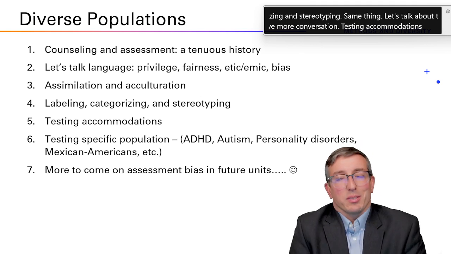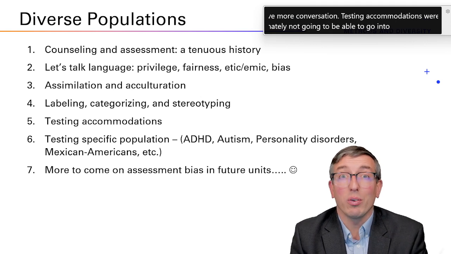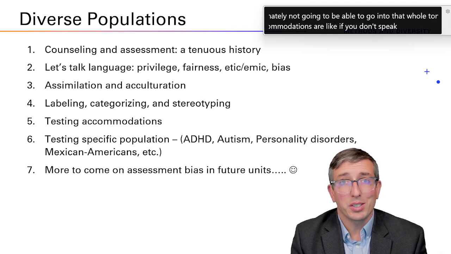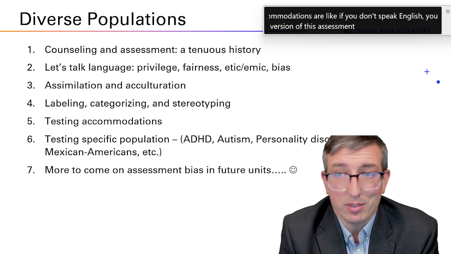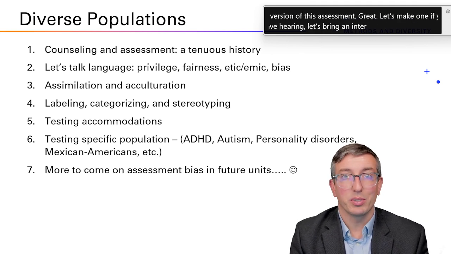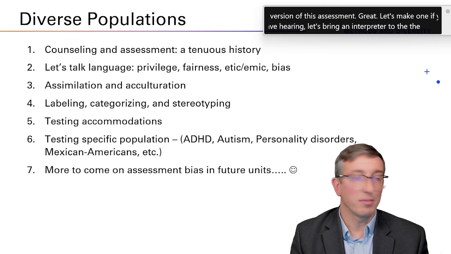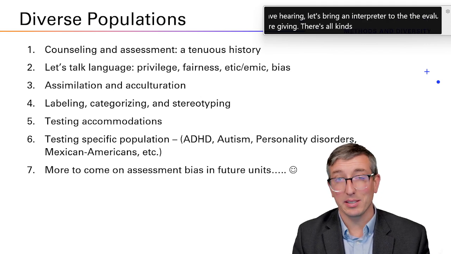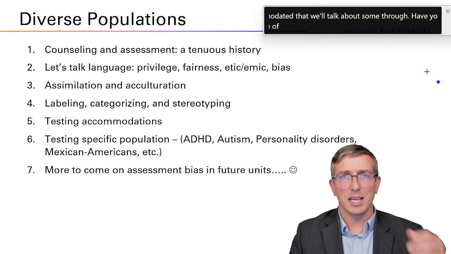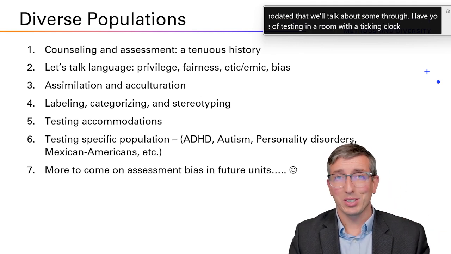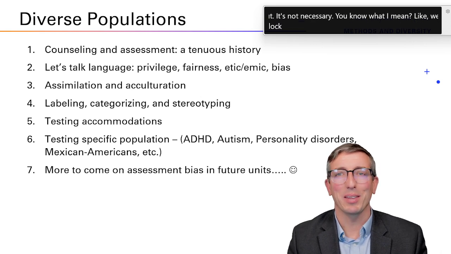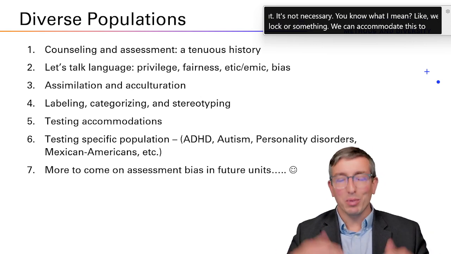Testing accommodations, we're unfortunately not going to be able to go into that a whole ton. But accommodations are like, if you don't speak English, you need a Spanish version of this assessment. Great, let's make one. If you don't have hearing, let's bring an interpreter to the evaluation that we're giving. There are all kinds of ways that these things can be accommodated that we'll talk about some through. I gave the example of testing in a room with a ticking clock. We just take the clock out. It's not necessary. You know what I mean? We'll use a digital clock or something. We can accommodate this to equalize the experience.